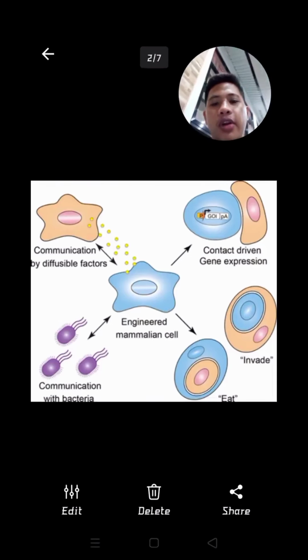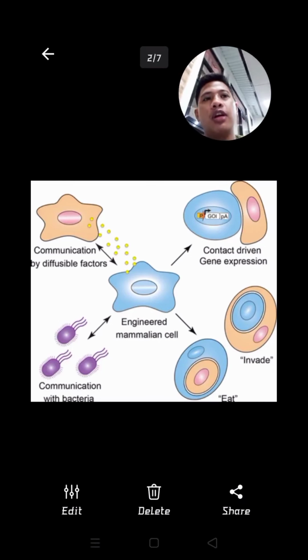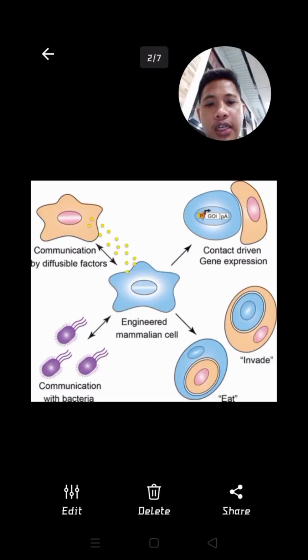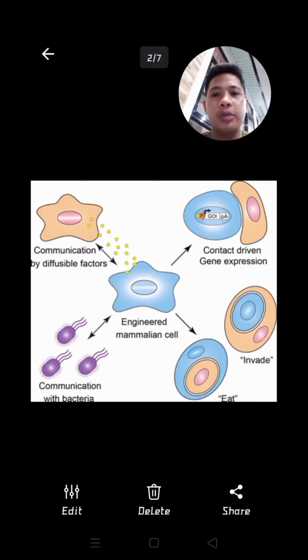And guys, this is an example of how mammalian cells are engineered, so that they communicate without bacteria, with contact driving gene expression. They communicate through these kinds of factors.